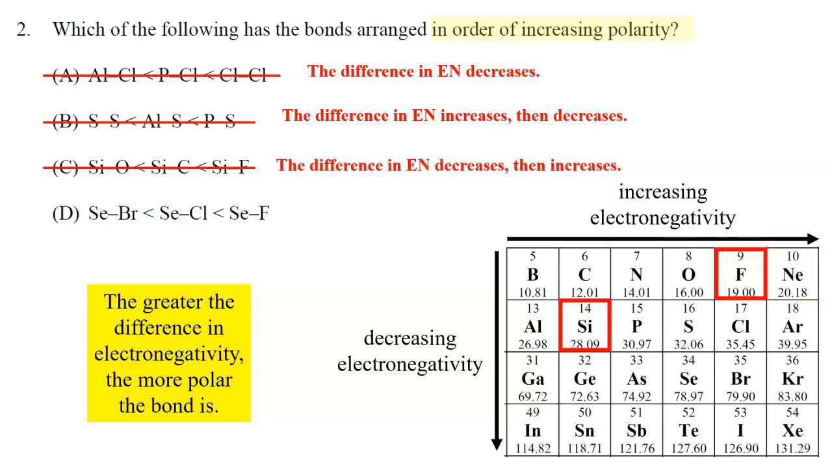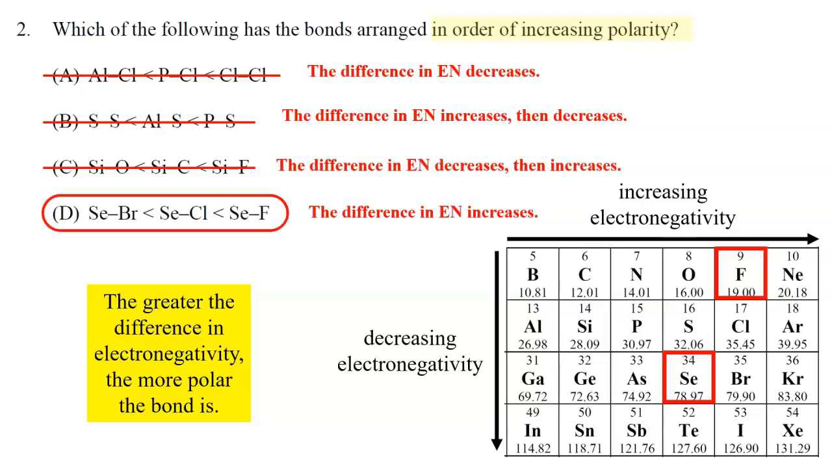Let's take a look at choice D and see why that is the correct answer. So all three of these bonds contain the element selenium. So we have selenium bonded to bromine, then we have selenium bonded to chlorine, and then finally selenium bonded to fluorine. So based on general trends in electronegativity, I can say that the difference in electronegativity between selenium and bromine is less than that between selenium and chlorine, and then that would be less than the difference in electronegativity between selenium and fluorine. So it is clear, based on the difference in electronegativity between the two elements, that choice D is the correct answer, because the difference in electronegativity increases as I move from left to right in that set of bonds.